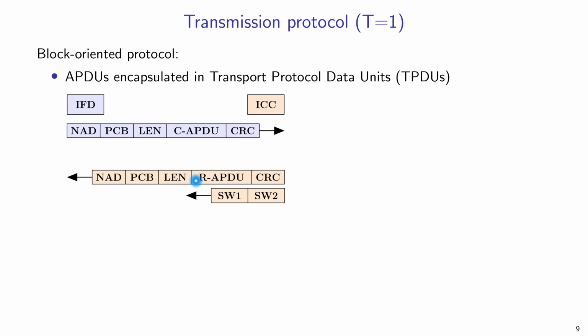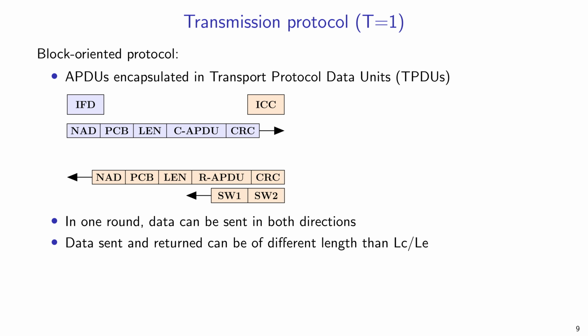The same fields are also present in response APDUs. As you can see here, in one round, data can be sent in both directions, because the request and the response each have their own length field. This also means that technically the actual amount of APDU data sent and returned may differ from the values specified in the command APDU's length contained and length expected fields. This fact may be easy to overlook compared to the T0 protocol.